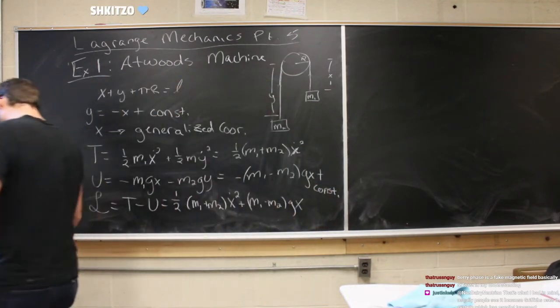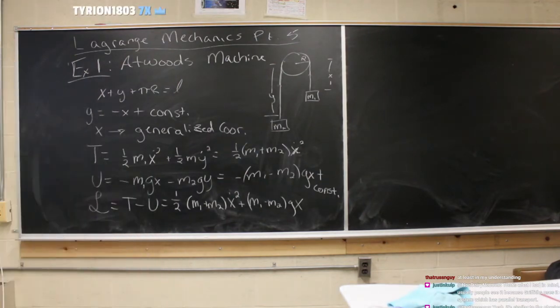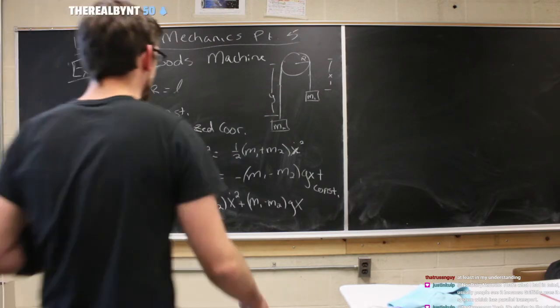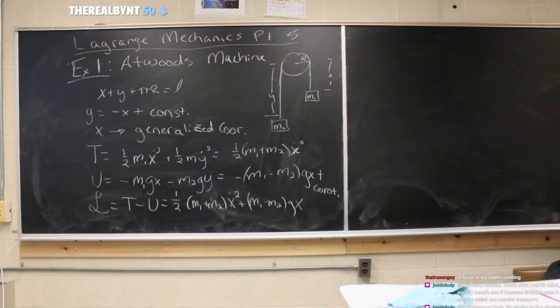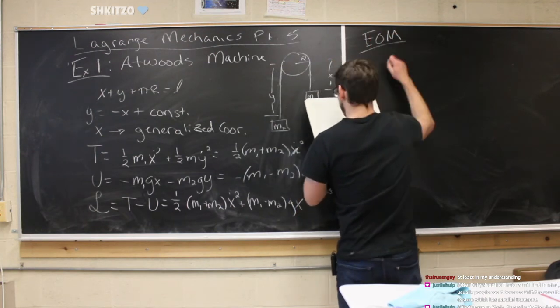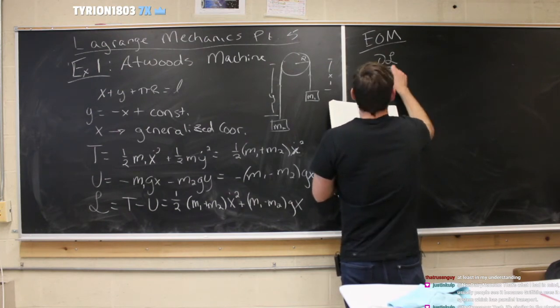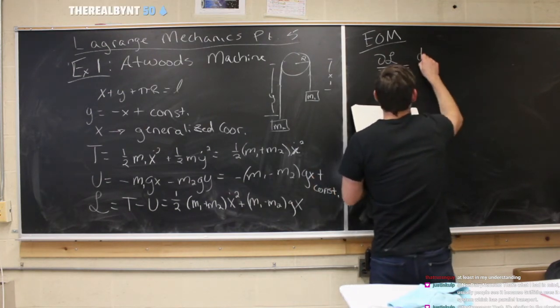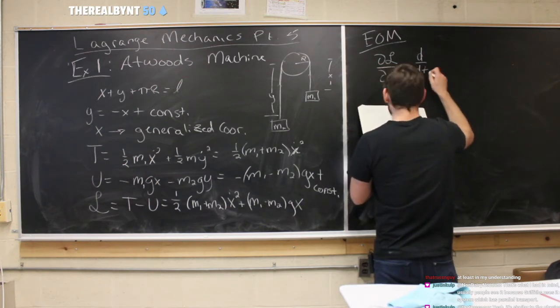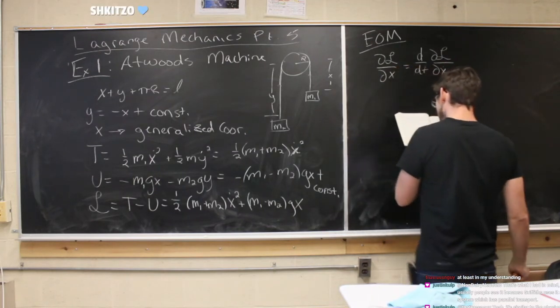And we're not going to worry about the constant because at the next level, we're going to be taking the equations of motion, and we're going to take the derivative of the Lagrangian with respect to the generalized coordinate, and the constant's going to go away. So let's do that. The equations of motion are given by the partial of the Lagrangian with respect to x, which is our generalized coordinate, minus d/dt of the partial of the Lagrangian with respect to x dot.